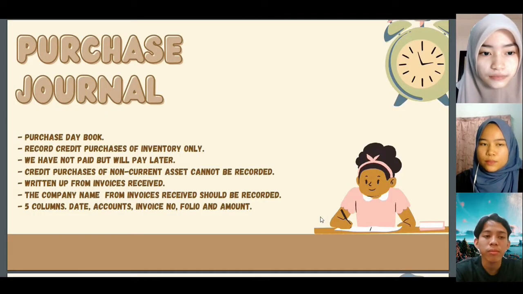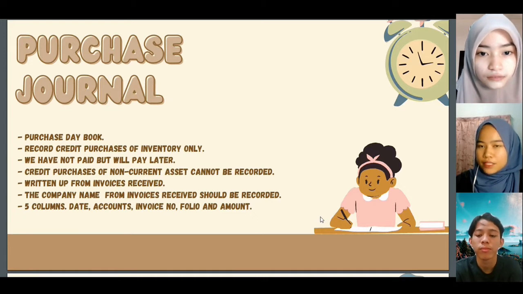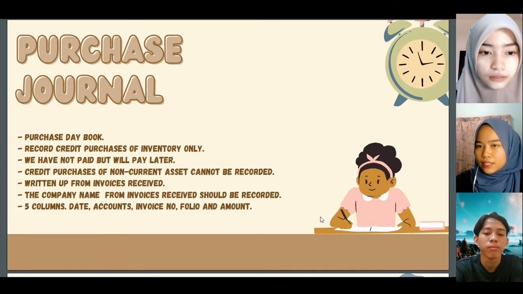The first one is purchase journal. A purchases journal is also known as purchase table. It is used to record credit purchases of business inventory only. This means the purchases you have not paid but will pay for later. The credit purchases of non-current assets cannot be recorded in the purchases journal.